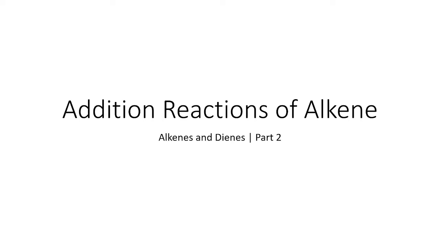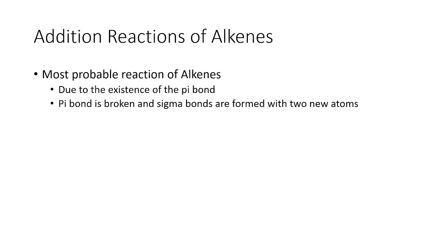of alkenes. Addition reactions are the most characteristic and most probable reactions that happen with alkenes. Again, we are going back to the notion we discussed in the last video. Due to the presence of the pi bond that is present in our double bonds.